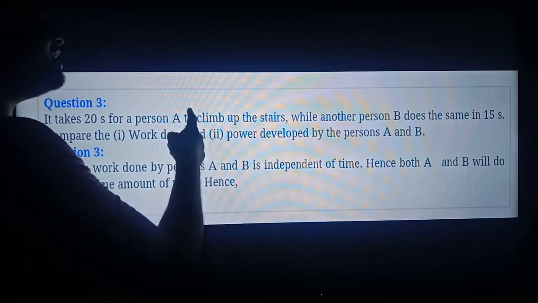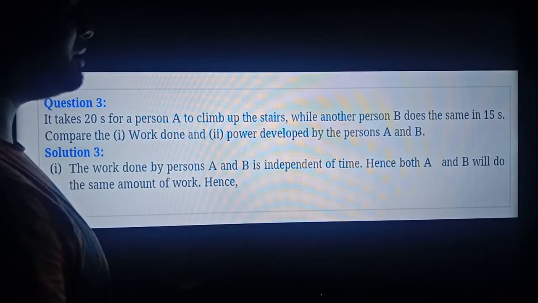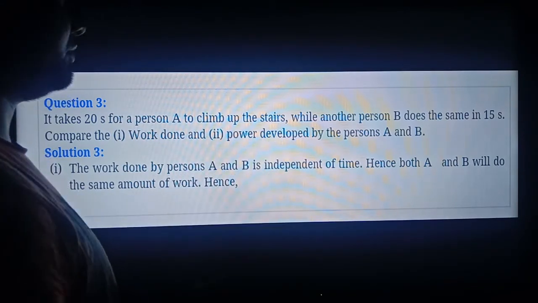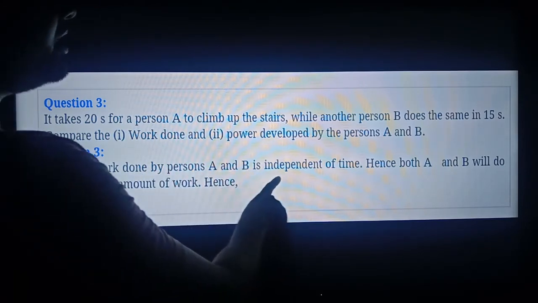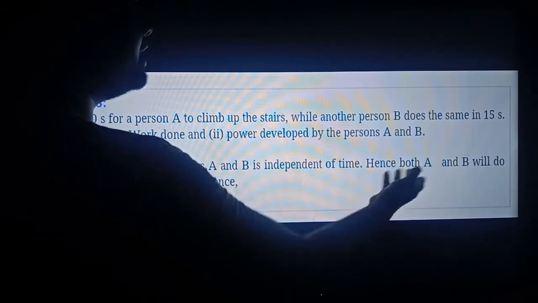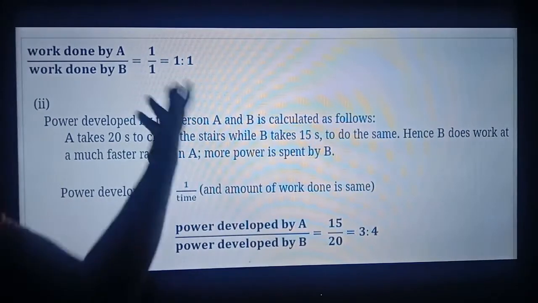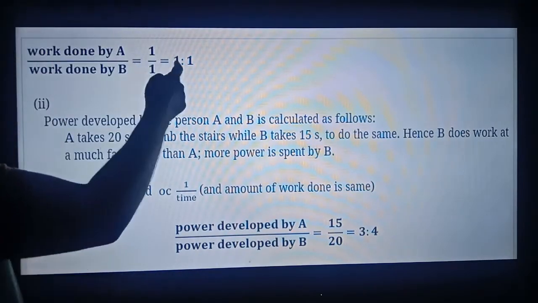Because the same distance is travelled by A as well as B, the work done by both of them will be the same. And the second part: the power developed by person A and B. Now see the first part. The work done by A and B is independent of time. Hence both A and B will do the same amount of work. Because we have to compare, compare means ratio. Work done by A upon work done by B is equal to 1 upon 1, that is 1:1.